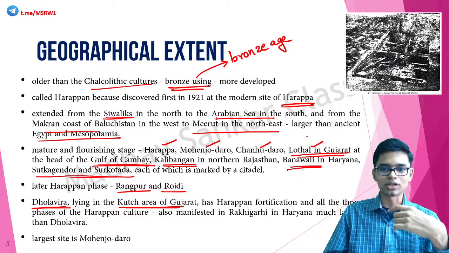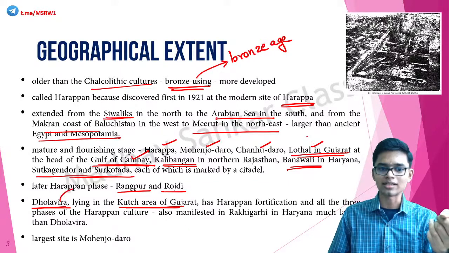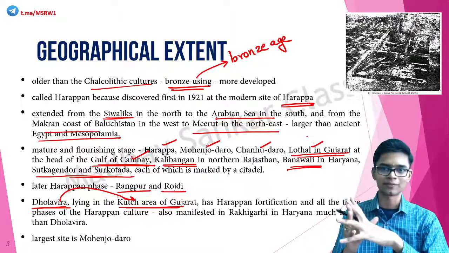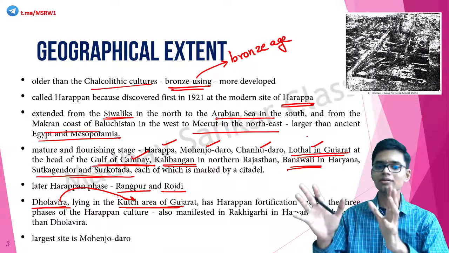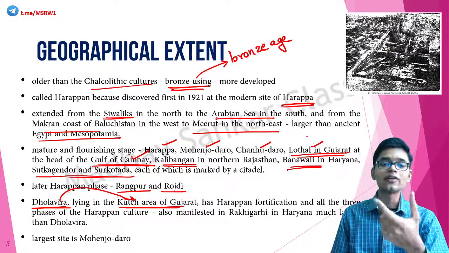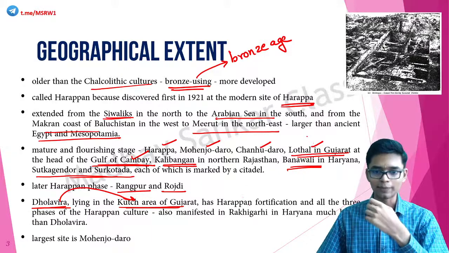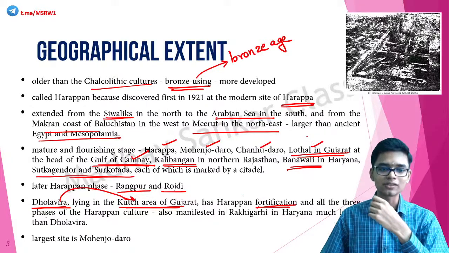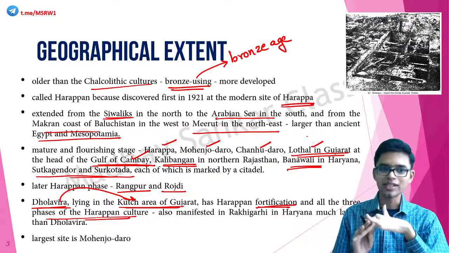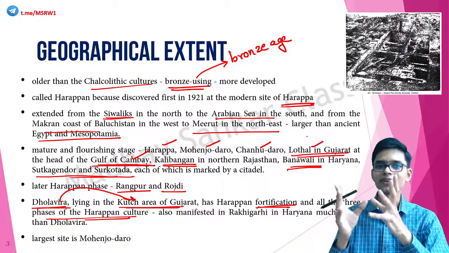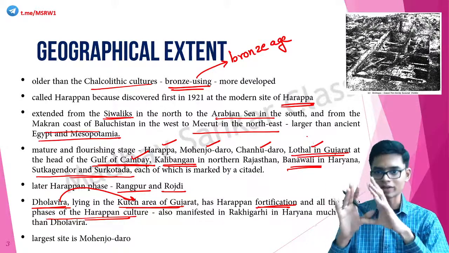So Lothal is in Gujarat, but it is in the Gulf of Cambay. And Dholavira is also in Gujarat, but it is in the Gulf of Kutch region, the Kutch area. Don't confuse between these two. One is Cambay, other is Kutch, but both are in modern day Gujarat. Alright, but Dholavira is important for one other very important reason, because it has this Harappan fortification, and all three phases of Harappan culture can be seen here. The early phase, the mature phase, and the later Harappan phase. Evidences have been found from this particular site. So a very important site.